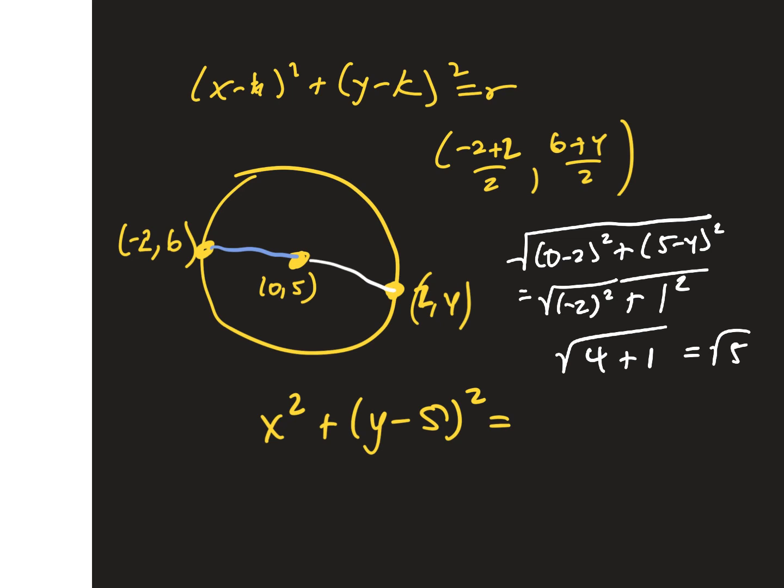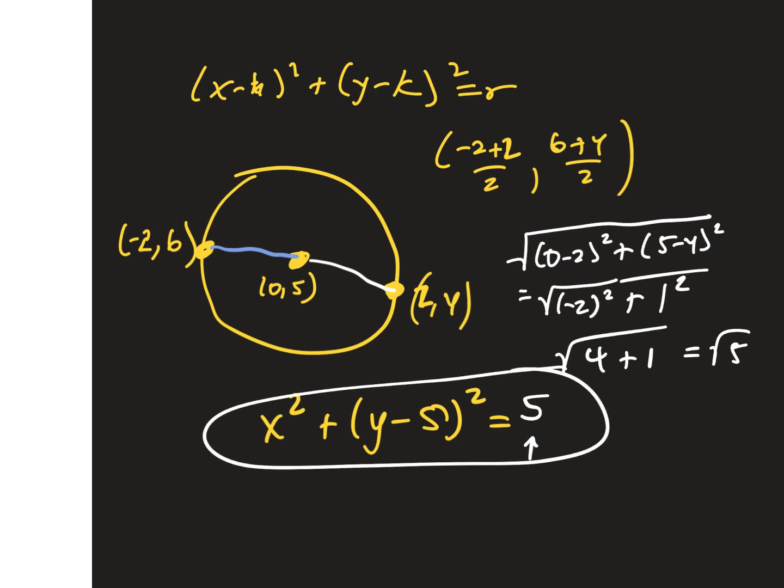So your radius would be the square root of 5. So what would be my radius squared? What would I put right here? Just the whole number 5. So if you're given a point on the circle and the center, all you have to do is use the distance formula to find the length of the radius.